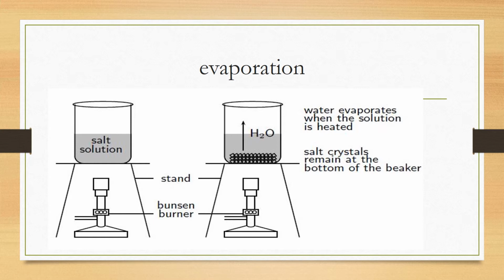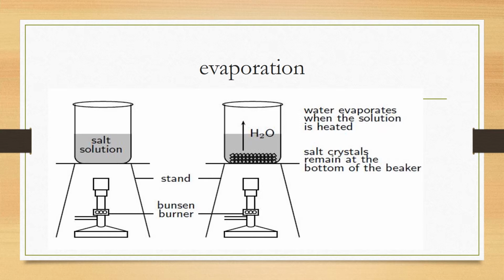So in this experiment, we have a Bunsen burner as our source of heat. We have our beaker there and a stand. As we apply heat to our beaker, water is going to evaporate. I hope you still remember that water can exist in three forms. It can be a solid, a liquid, and also a gas. So when you apply heat to liquid water, it's going to evaporate in the form of gas, right? And that gas goes to the atmosphere.